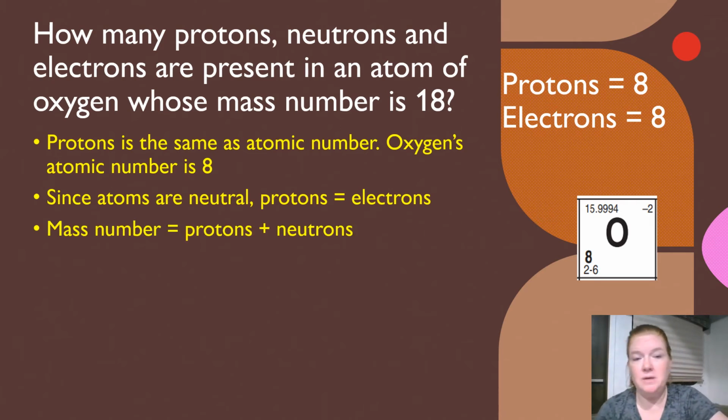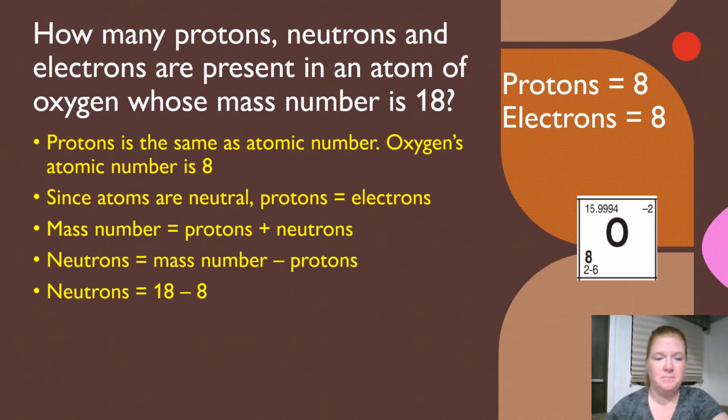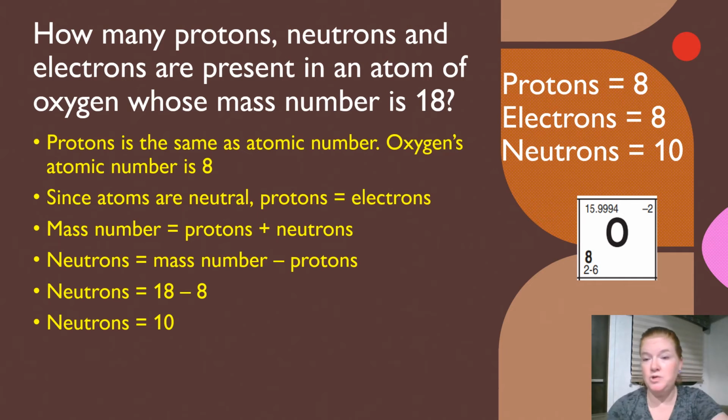Mass number is the number of protons plus the number of neutrons. So neutrons, how we would find it is take mass number minus protons. The mass number is 18. The number of protons is 8. So the neutrons would be 10. So remember, 8 for protons, 10 for neutrons. 8 plus 10 is 18, which does equal the mass number.